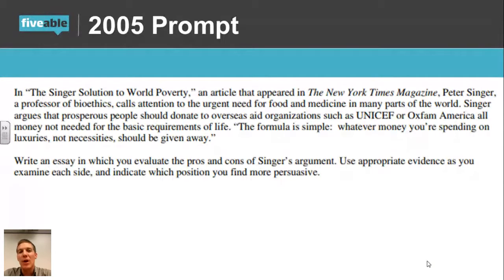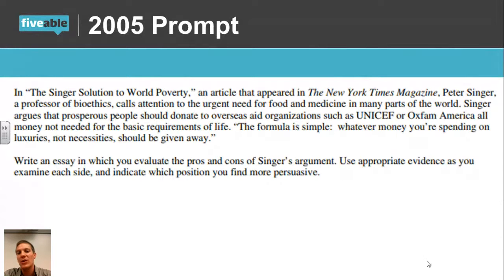"Whatever money you're spending on luxuries, not necessities, should be given away." So argumentation prompts will always give you, at the top, like I just read, background information. And then they'll give you a smaller paragraph. This is where I really want you to hone in on what to do. So let's read the smaller paragraph. "Write an essay in which you evaluate the pros and cons of Singer's argument. Use appropriate evidence as you examine each side, and indicate which position you find more persuasive."